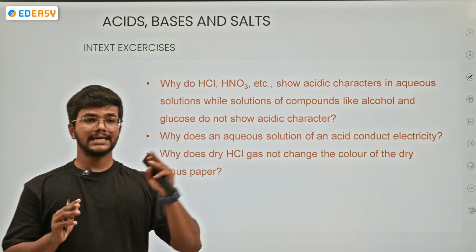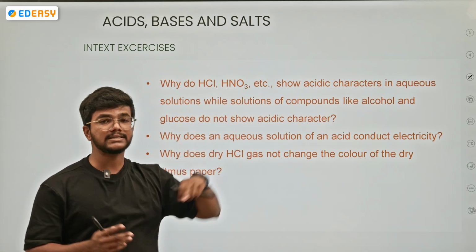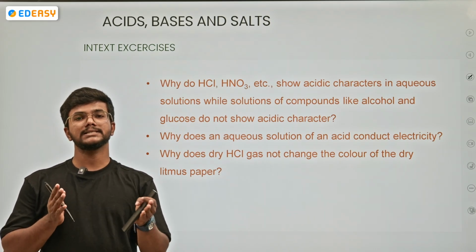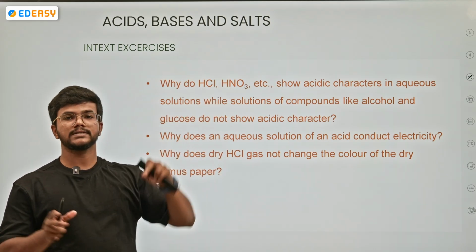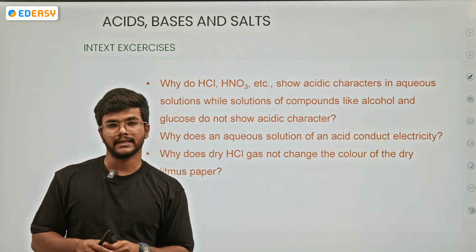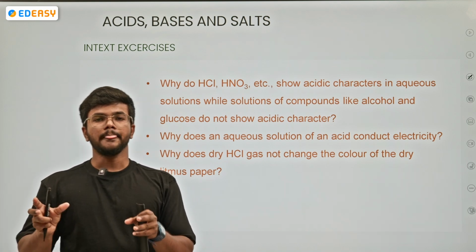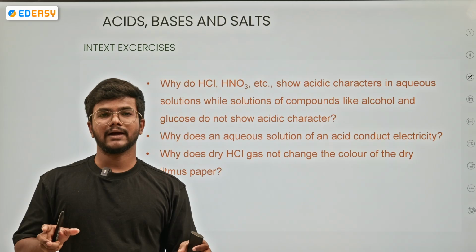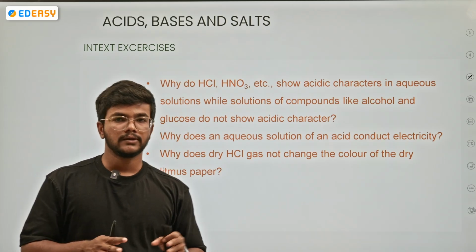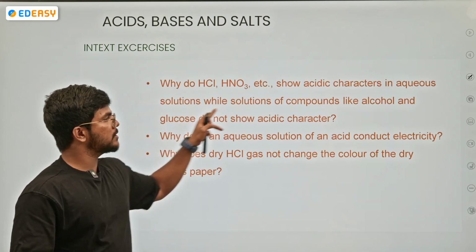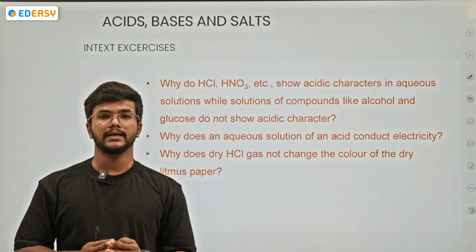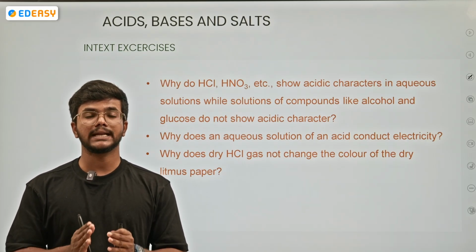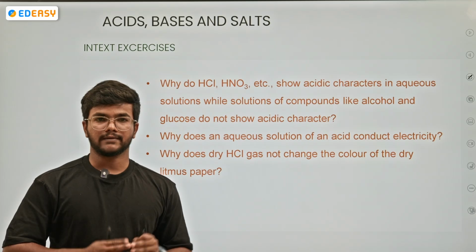Because HCl and HNO3, when mixed in water, give H plus. HCl gives H plus and Cl minus. HNO3 gives H plus and NO3 minus. So they form positive and negative ions in the presence of water, whereas glucose solution or alcohol solution does not give these plus or minus charges. That is why acidic solutions can show their acidic properties in the aqueous solution.